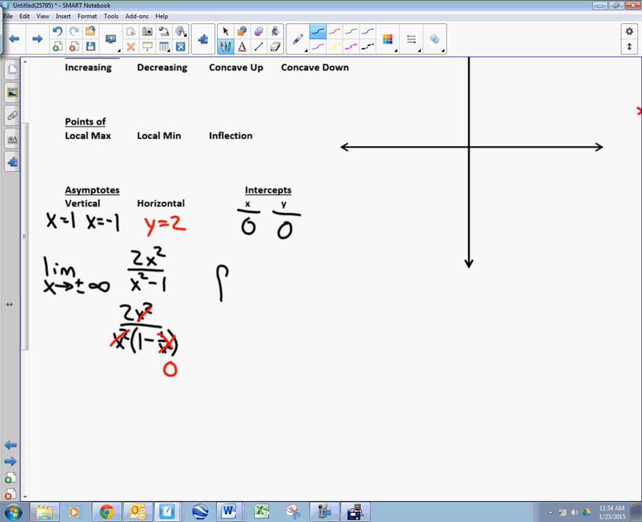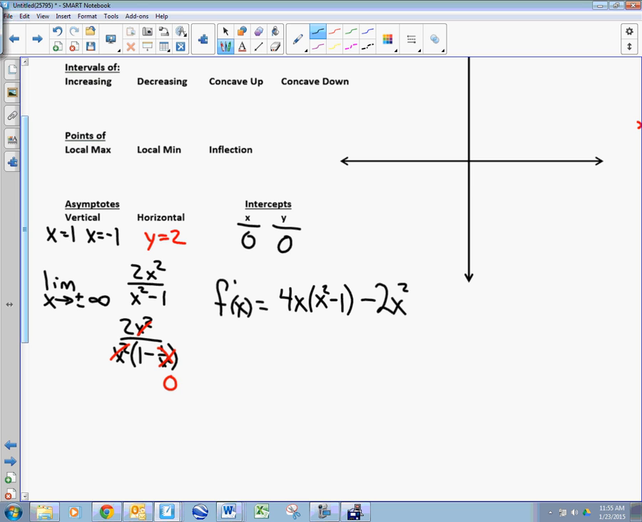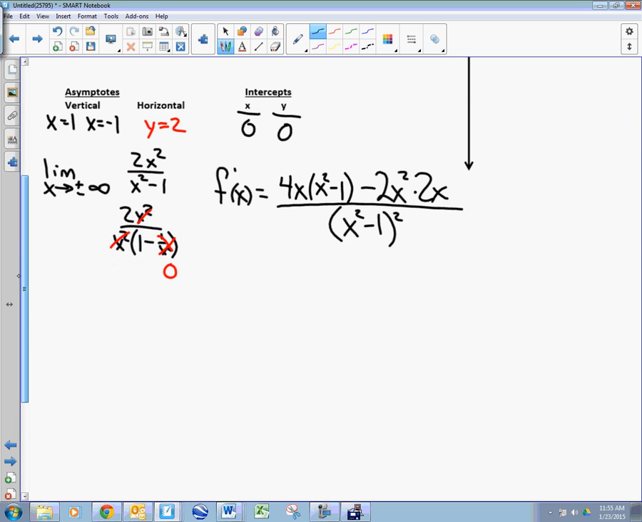We'll do our tests. F prime of x equals, I'm going to use the quotient rule. What's the derivative of the top? 4x times the bottom minus 4x. Derivative of the bottom is 2x. 2x times 4x is? 4x to the third. Yep. Yes, I'm sorry. I thought you were actually doing the second derivative. Okay. The derivative of x squared minus 1? 2x. Thank you. Now you're making fun of me. You square the bottom.